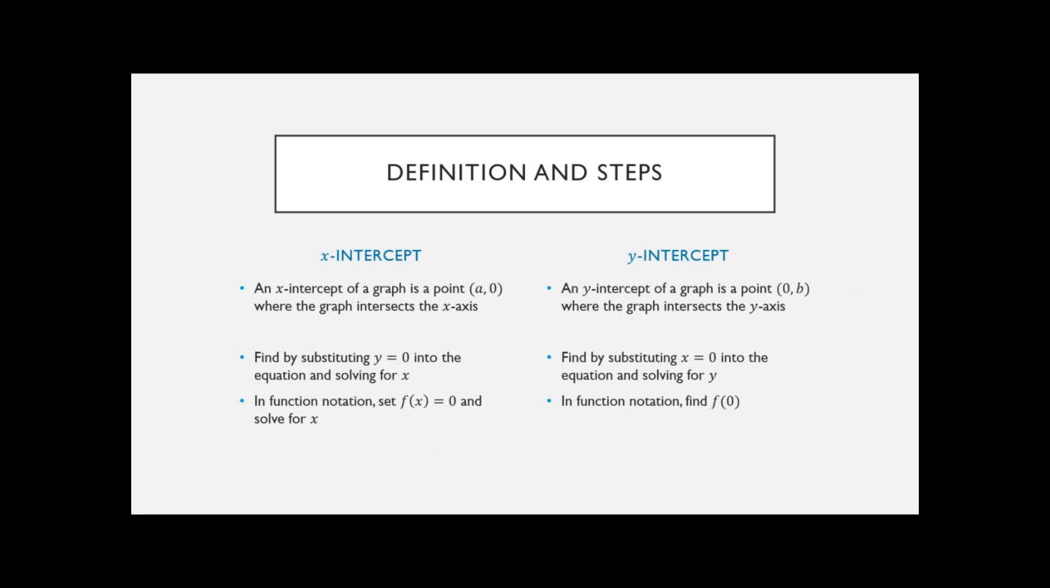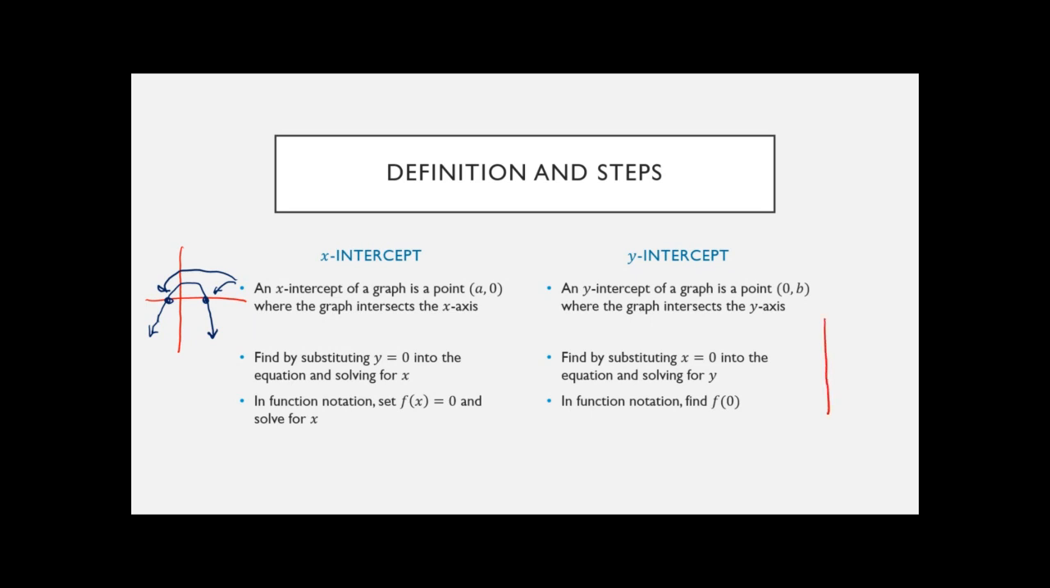So an x-intercept is where it's intersecting the x-axis. If I was to draw my graph here, and I had a graph like this, there are two x-intercepts. That's where it's crossing on the x-axis there. So it's a point a comma 0 because the y value is 0 there. Graphically, that's what it looks like. When you have an equation, you find this value by replacing y with 0, or if it's in function notation, you replace f of x with 0. And then you're solving for x.